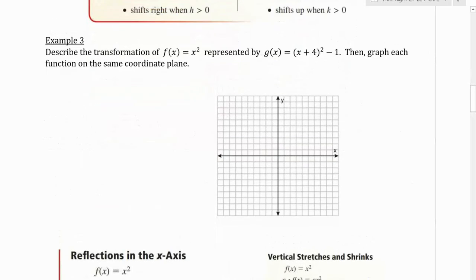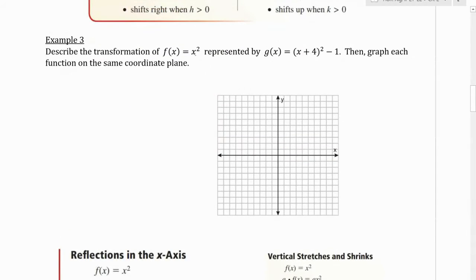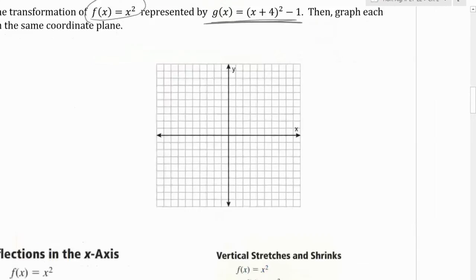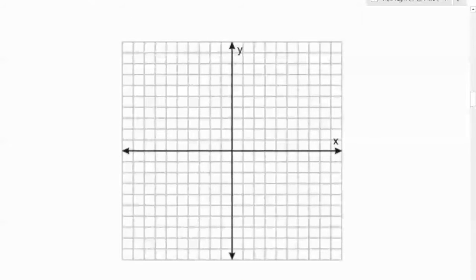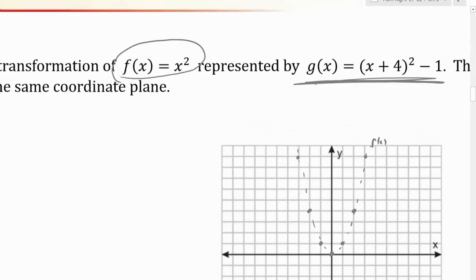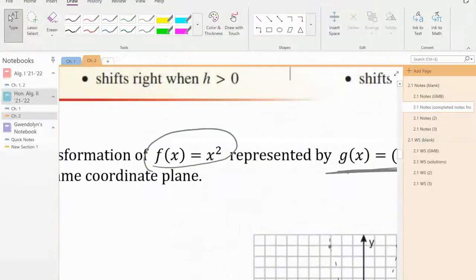This thing right here says let's describe the transformation of the parent function described by this. And then we're going to graph each on the same coordinate plane. So our parent function, I'm going to do it with a dotted curve. So up 2, 4, 3, 9. Okay, so it was written as f of x here. Okay, g of x, I'll do a different color.